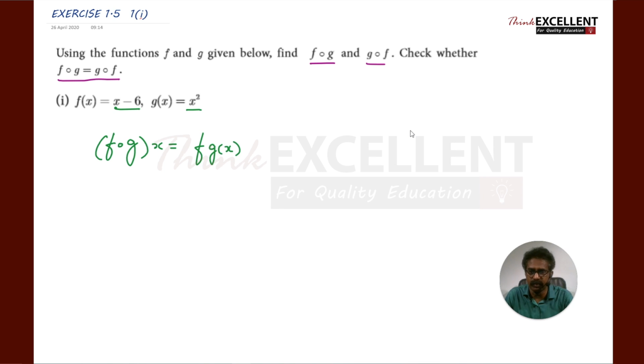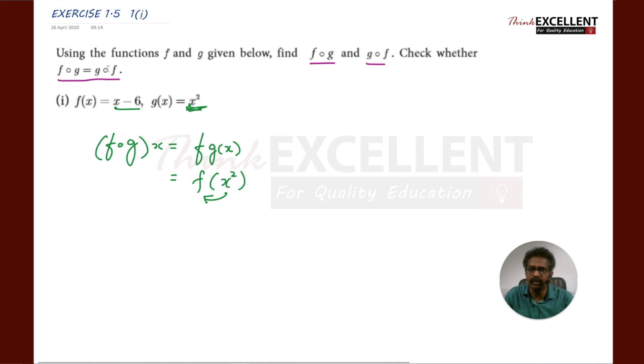F of G of X. That is F of, what is G of X given here? G of X is X square, right? So write it as X square. Now put this X square in F. You have to put this value in F.